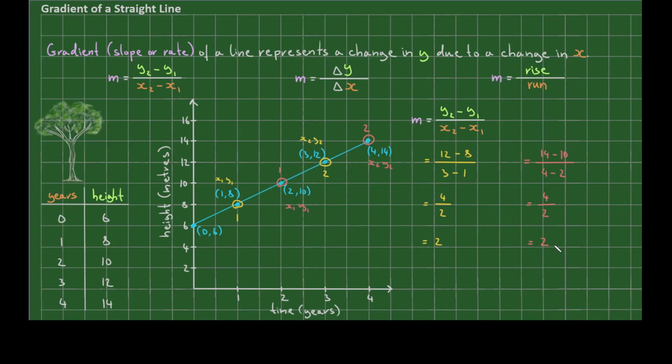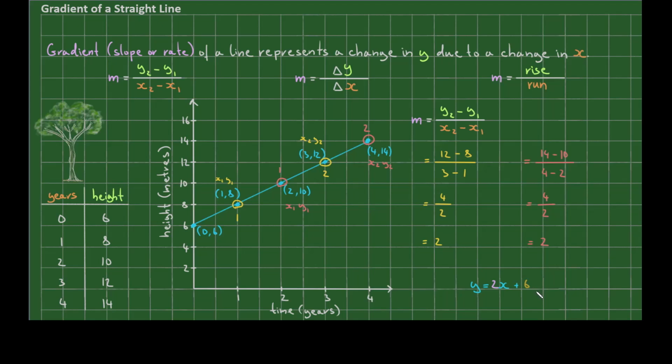Now that I have definitely shown that the gradient is 2, I could also write the equation for this particular line. And it would be y equals the gradient, which happens to be 2, multiplied by x, plus the y-intercept, which happens to be at 6. Note that the gradient does not have to be positive. If our line, when read from left to right, is going up, yes, we are expecting a positive gradient. However, if the line is going down, we are going to end up with a negative gradient.